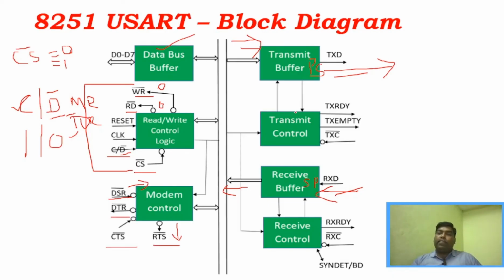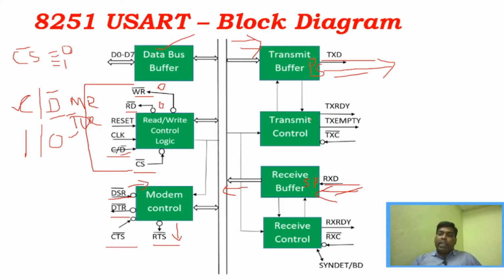And apart from it, we have transmit control and receive control, where transmit control is connected with the transmit buffer, right? And whenever we need to transmit data, that is, the 8251 transmits data from the microprocessor, it will be transmitted on this transmitter pin, TXD. And similarly, whenever the 8251 receives data, that is, the microprocessor wants to receive data from a peripheral, that will be received on this particular RXD pin, the receiver pin, right?